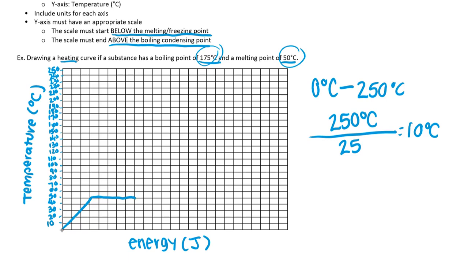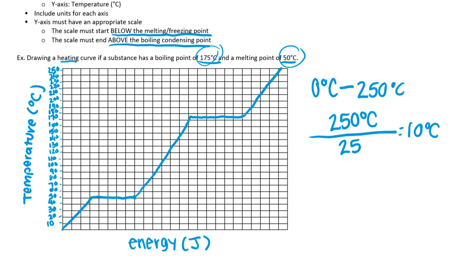Once it melts and it's completely liquid, that liquid is going to increase in temperature until we reach the boiling point. And again, once we reach the boiling point, we have a phase change. It is going to plateau. And then lastly, my substance is going to continue to increase in temperature. So my heating curve looks something like this.